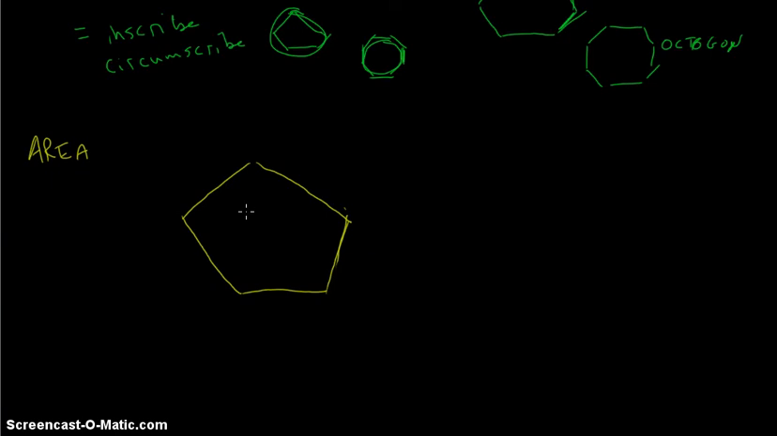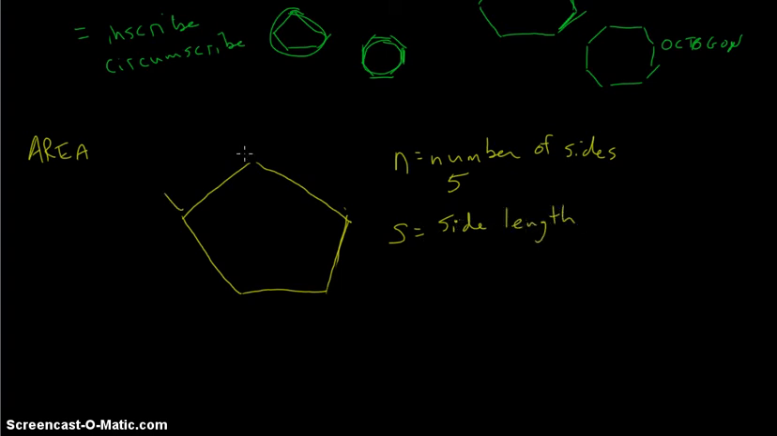We need to know the number of sides. So in this example, how many do we have? 5. So this would be N equals 5. We need to know, I'm going to call it S, the side length. That means what is the length of that side distance? We need to know that.